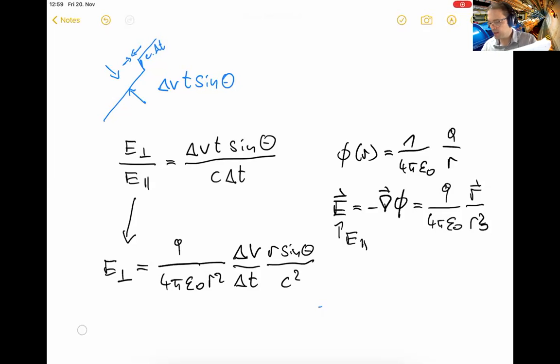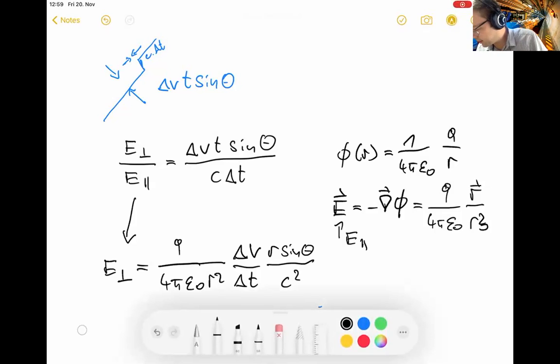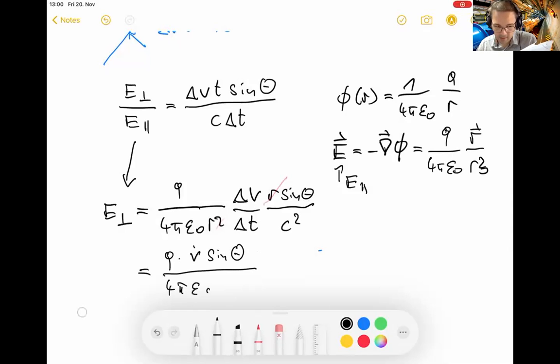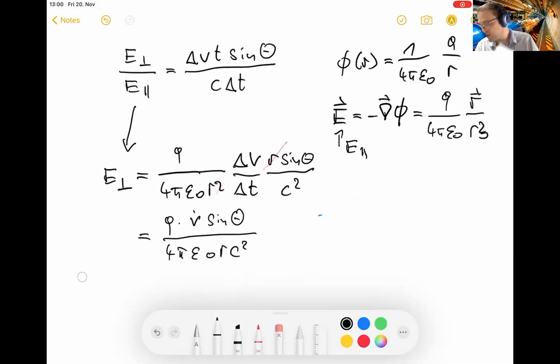You can already see from the power in r that this is the component that will really radiate the energy. All the higher modes fall off quicker as a function of r. So we write this as q times the acceleration v dot times sine theta divided by 4 pi epsilon 0 r c squared. As I said, we keep all the factors of c.